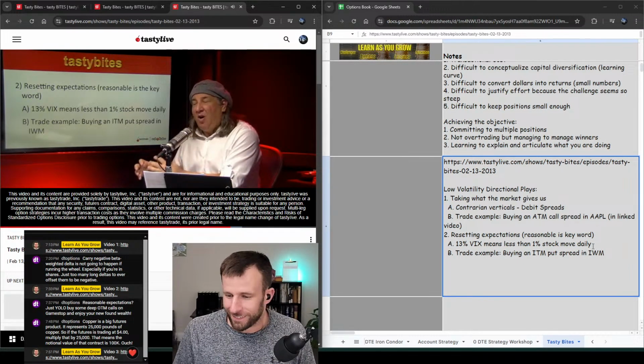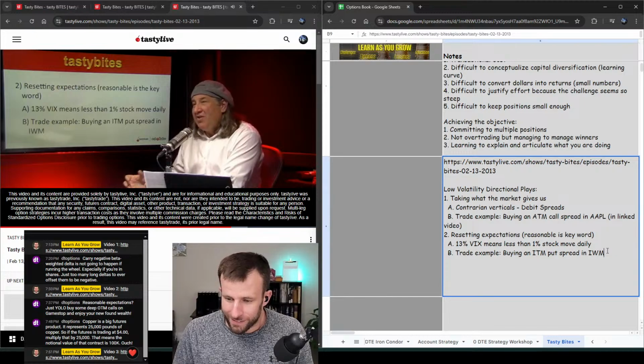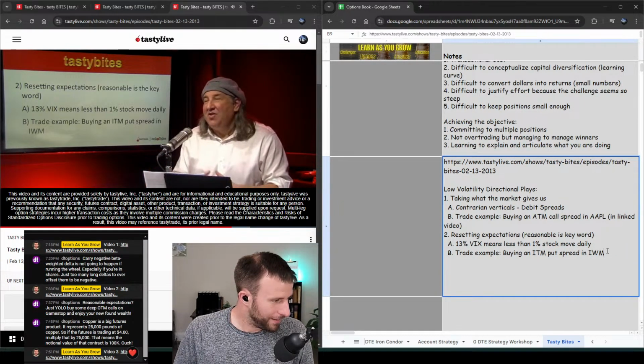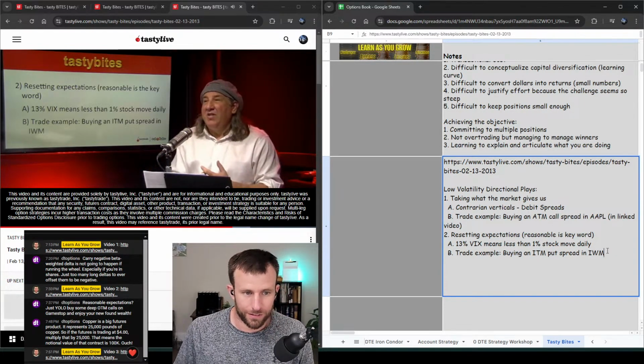And it also assumes that 1% move. So there'll be opportunities to take profits. It's all part of that learning process. All right, let's go to the next one.